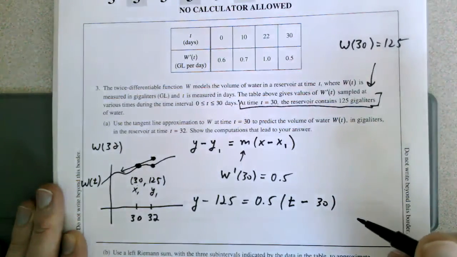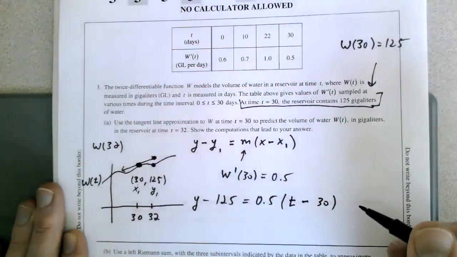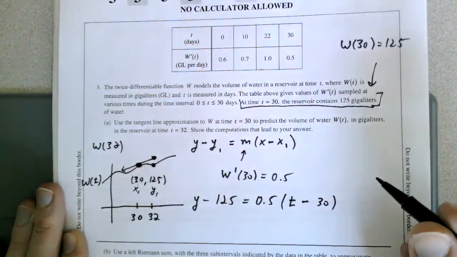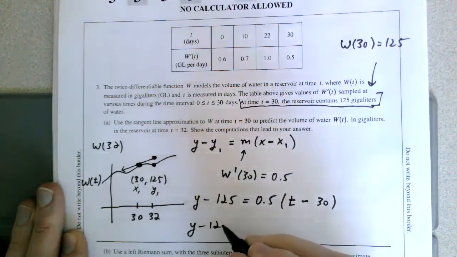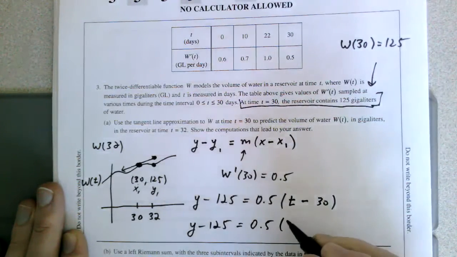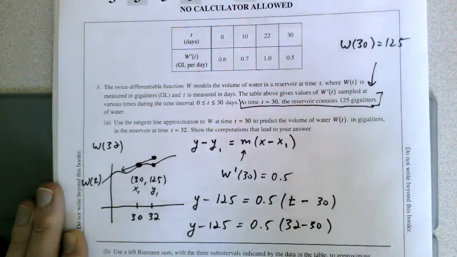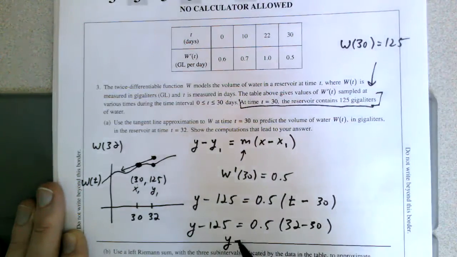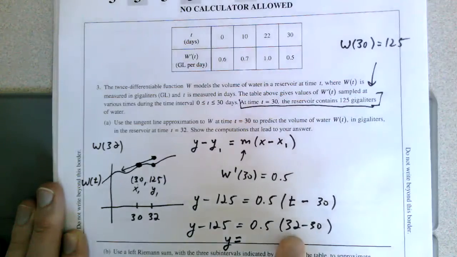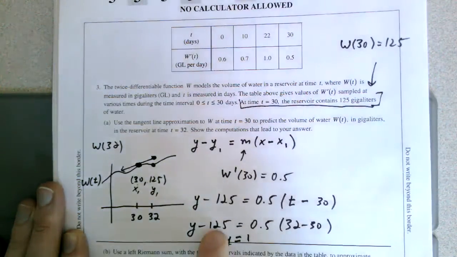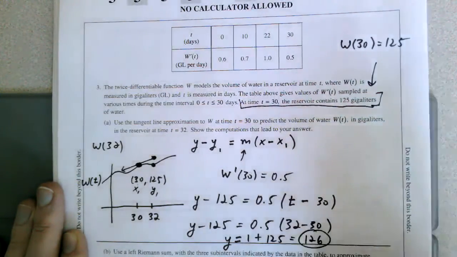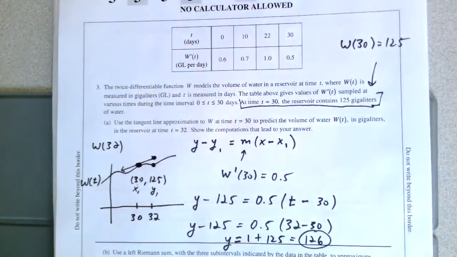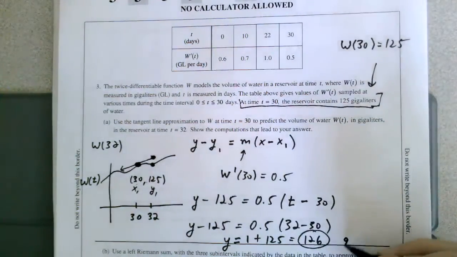Now, if you want to use it to predict the volume of water at time 32, what that means is you're going to replace this t right here with 32. And that gives us y minus 125 equals 0.5 times 32 minus 30. If you now solve that equation for y, what is that going to give you? 32 minus 30 is 2, times 0.5 is 1, and then you would add 125 to both sides. So that gives us 126. So that is the approximation in gigaliters.